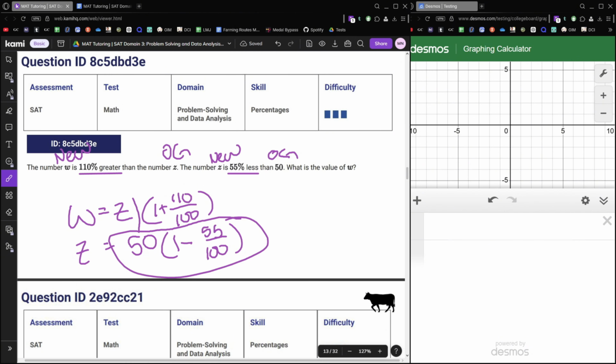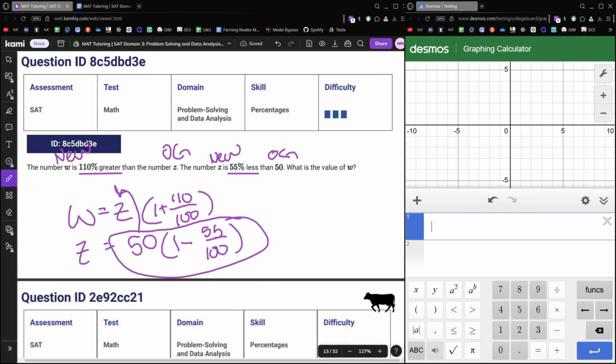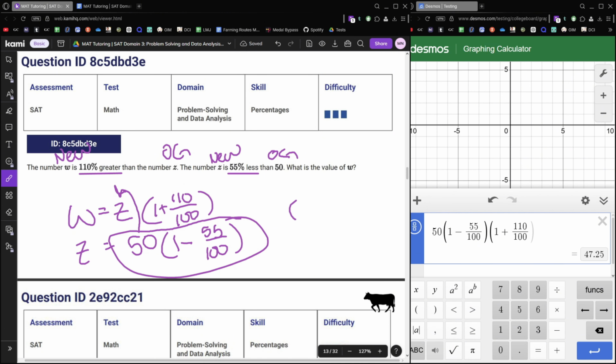So instead of having z up here, we can just plug that in. And that's what I'm gonna do, because it's less typing. Wait, technically wouldn't it be the same amount? Okay, whatever, I'm just yapping. Alright, so w is equal to z, but instead of putting z, we're gonna put 50 times 1 minus 55 over 100. And then that's gonna be multiplied by 1 plus 110 over 100. And would you look at that, we get that w is equal to 47.25.